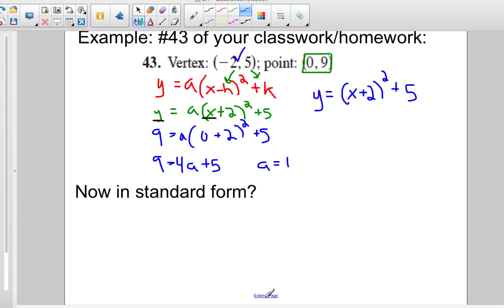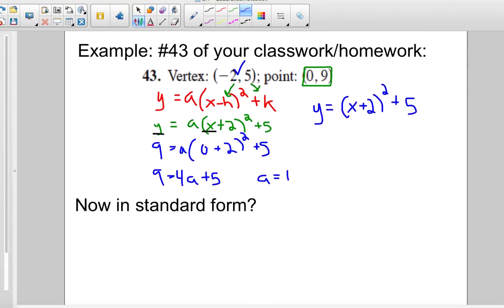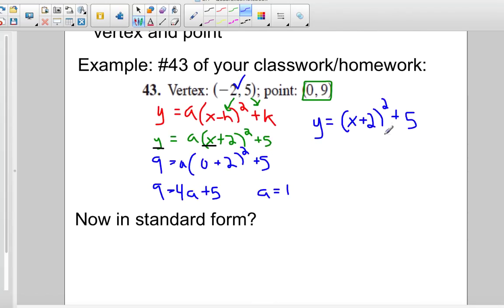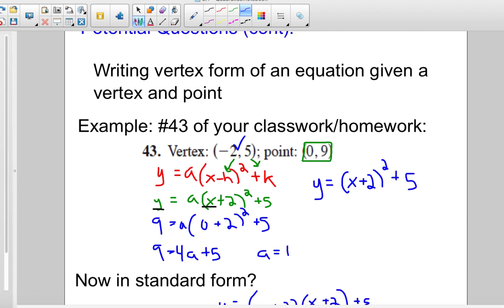Now, if I said, what about putting that one in standard form? Well, all you would really need to do is FOIL this out, right? So you'd have y equals (x plus 2) times (x plus 2), and then plus 5. And then you'd probably get something like x squared plus 4x plus 4, so y equals x squared plus 4x plus 9, and that's it. So that might be one of the only ones you have questions on.